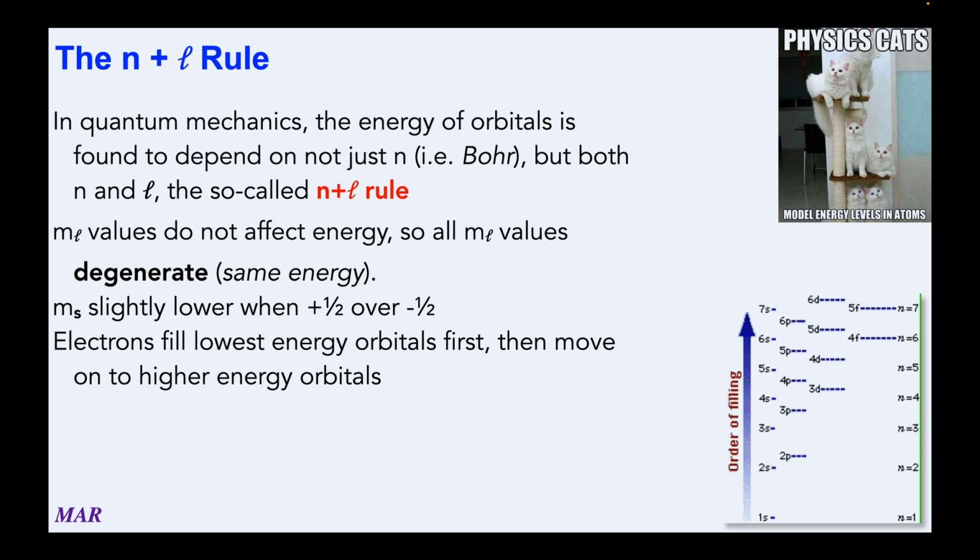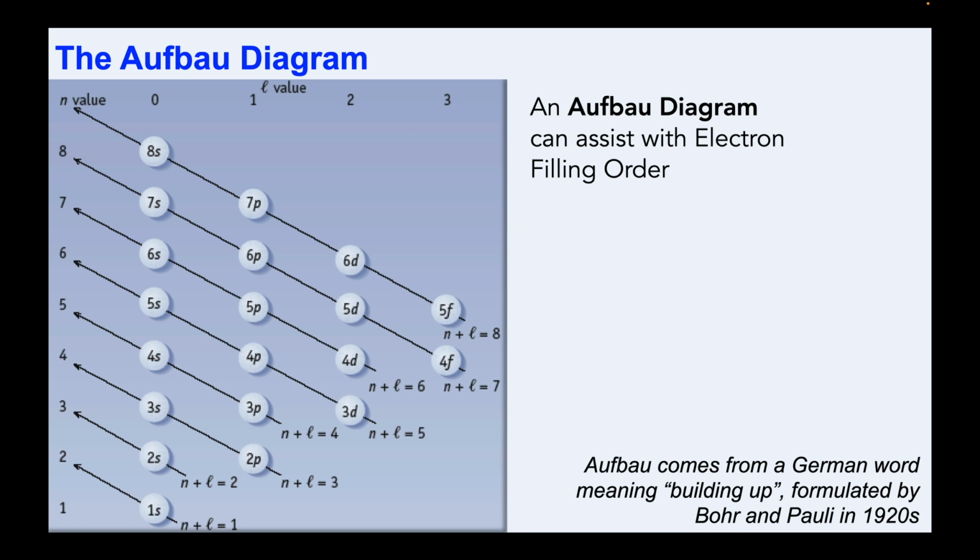And again, remember that m sub S positive 1/2 is a little lower energy than minus 1/2. So you always want to start with an up arrow and then put a down arrow. So if you're filling electrons in, the first electrons always will be 1s, then you'll put 2s, then 2p, etc., etc. And the little cats right there are trying to demonstrate some quantum stuff, which is kind of cool. An Aufbau diagram is something you can write on the back of a piece of paper that will help you to understand how electrons get put in.